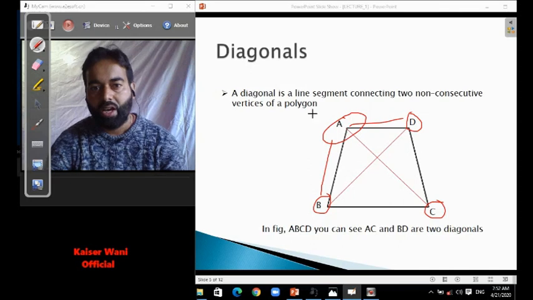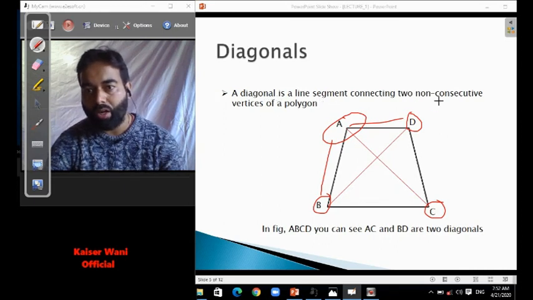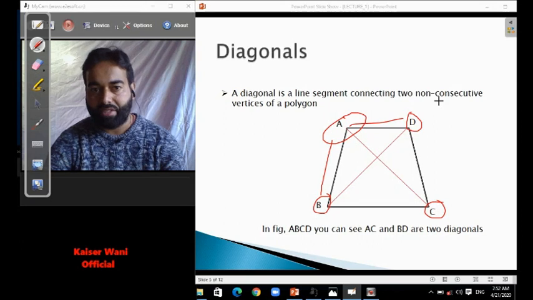So when we look at the definition, a diagonal is a line segment connecting two non-consecutive vertices of a polygon. So here, when we draw a line segment from A to C, this will become a diagonal.